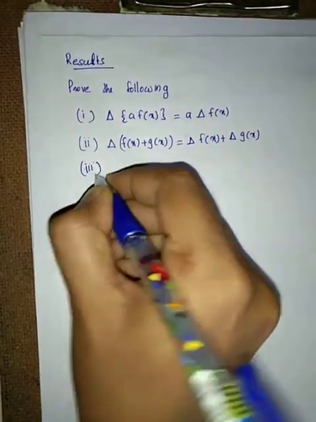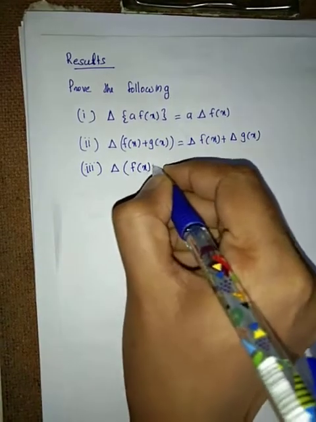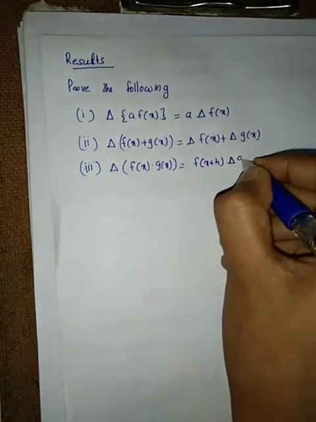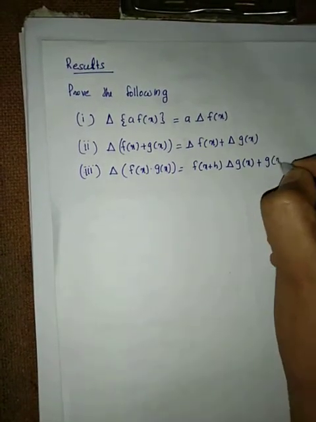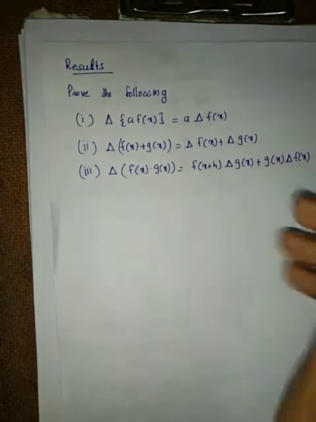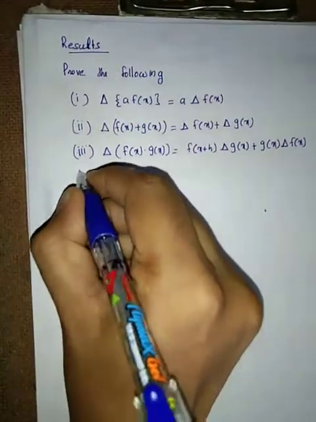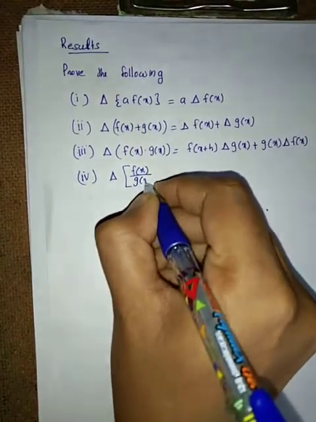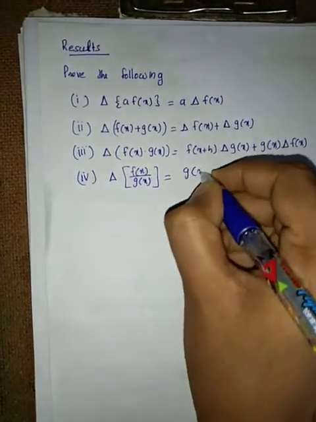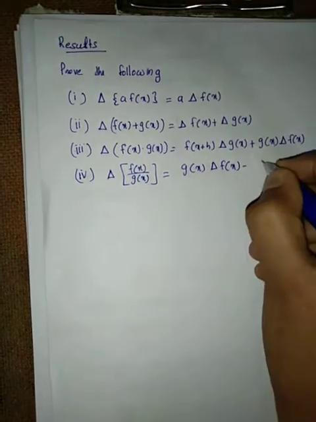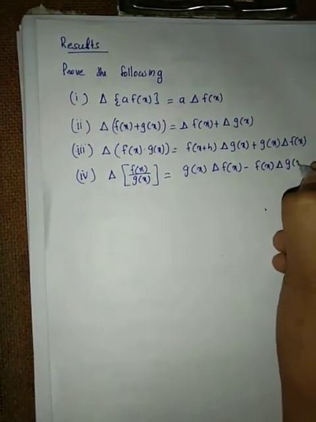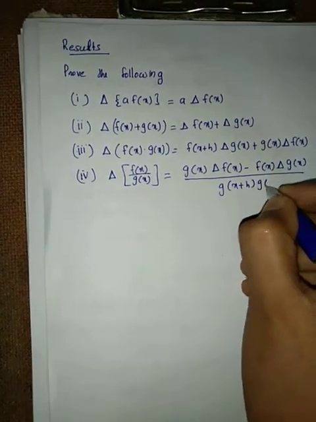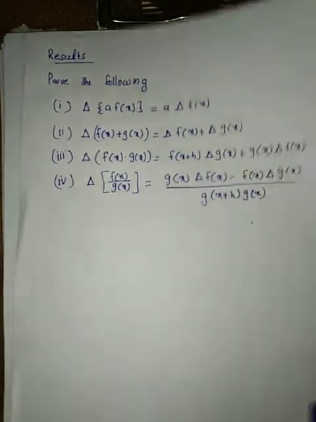Third one, delta f of x into g of x equal to f of x plus h delta g of x plus g of x delta f of x. And fourth one, delta f of x by g of x equal to g of x delta f of x minus f of x delta g of x, divided by g of x into g of x plus h. These four results are proved.